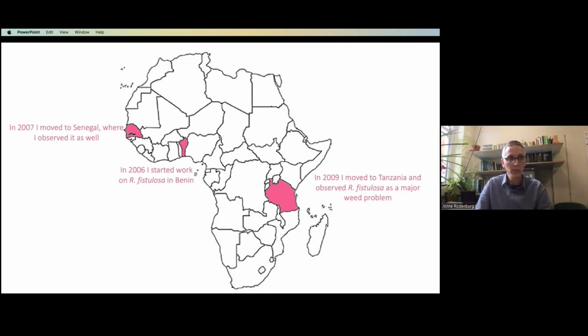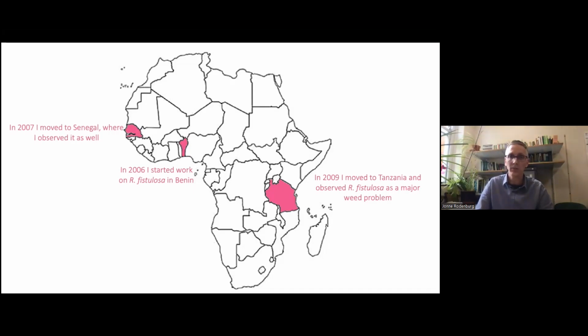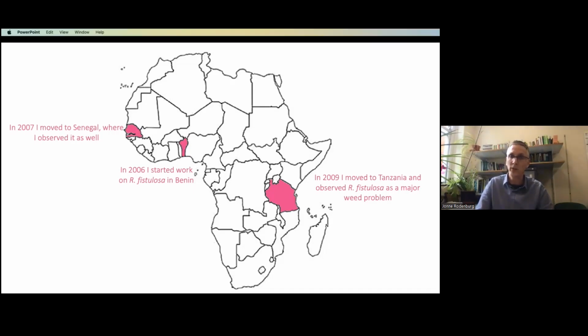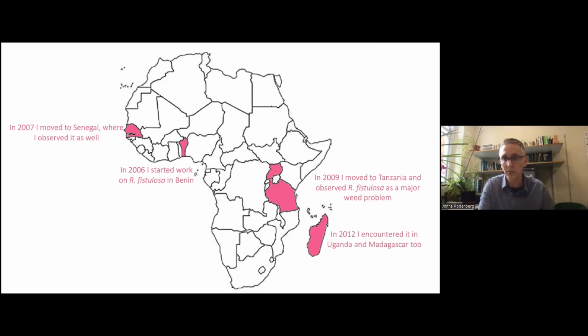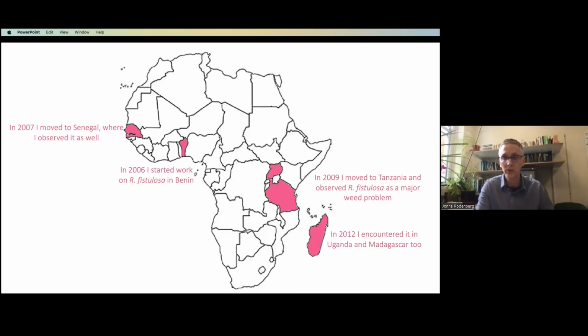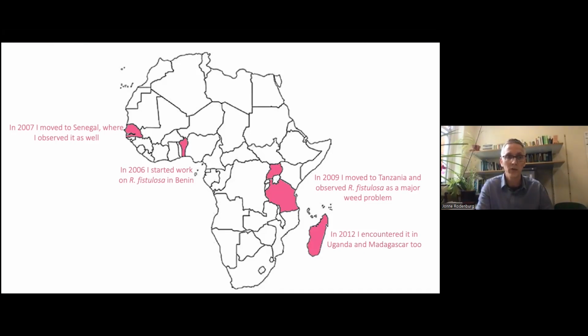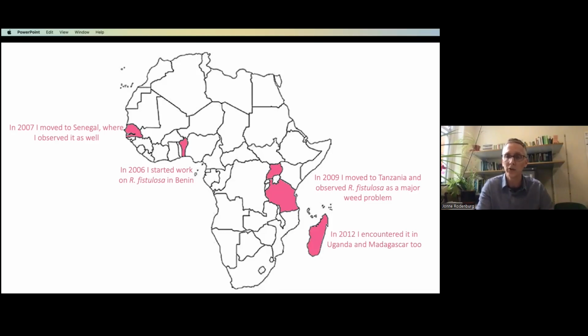A major weed problem, but many colleagues, many weed scientists in those countries where I worked did not really know about it. Then I also worked in Uganda and in Madagascar while still being based in Tanzania. Also there I found it to be a weed problem that was relatively unnoticed, mainly by the researchers I spoke to. Of course, the farmers were nevertheless very much affected and aware of it, but they didn't know what to do against it.